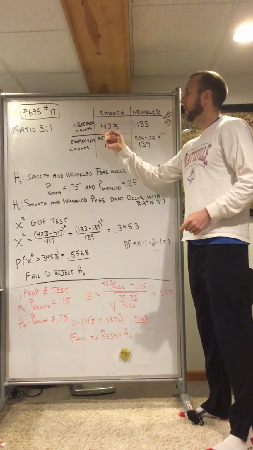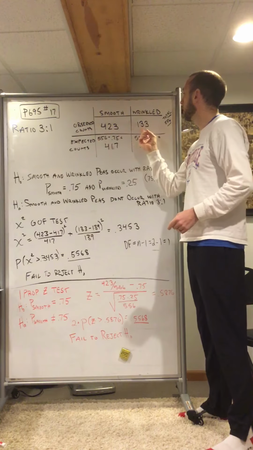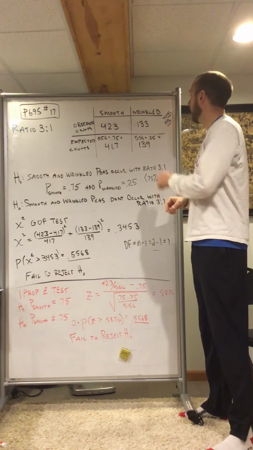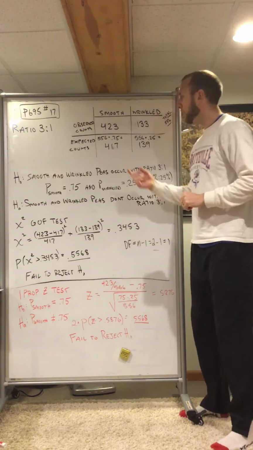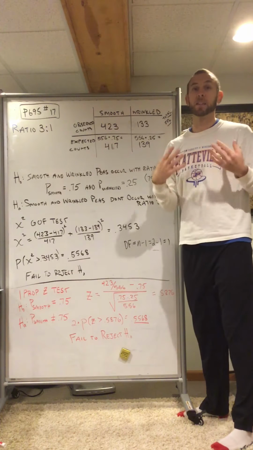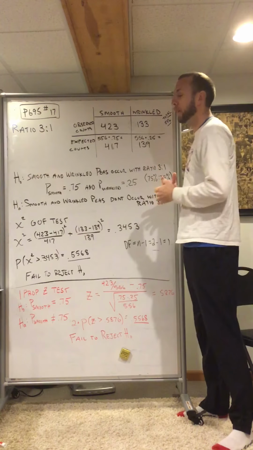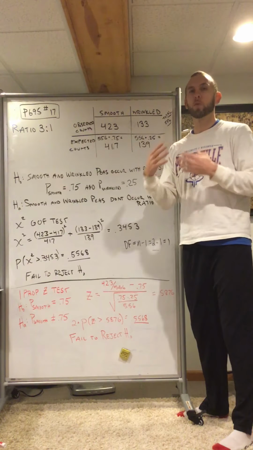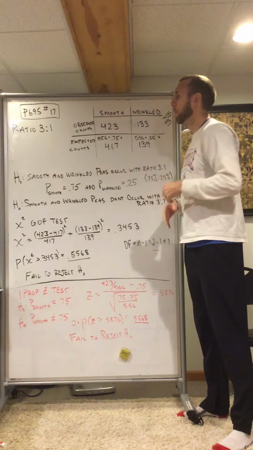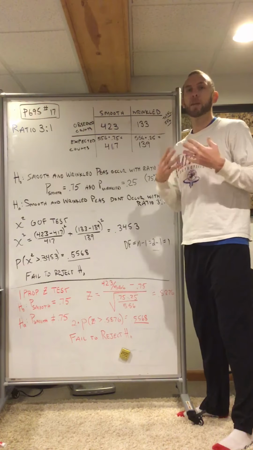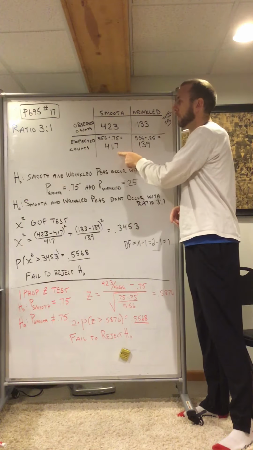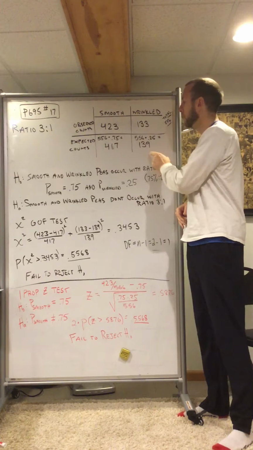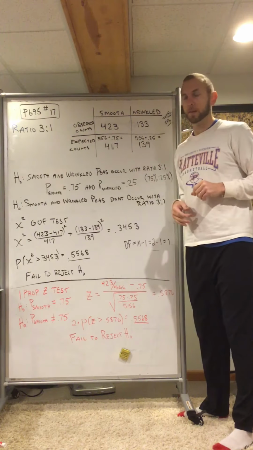So we have the observed counts, 423, and the wrinkled counts, 133. That's a total of 556 peas that he observed. Using his expected ratios of 3 to 1, that would be 75%, 25%. We can come up with the expected counts. If his hypothesis is true, he would expect to have 417 smooth peas and 139 wrinkled peas.